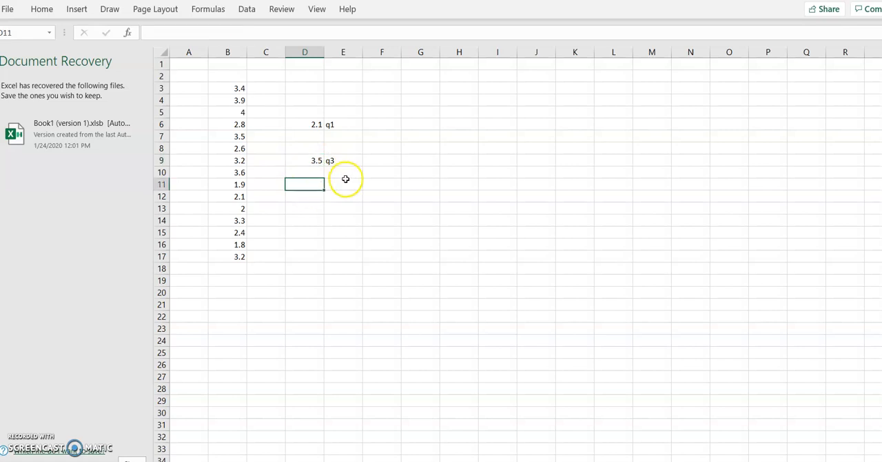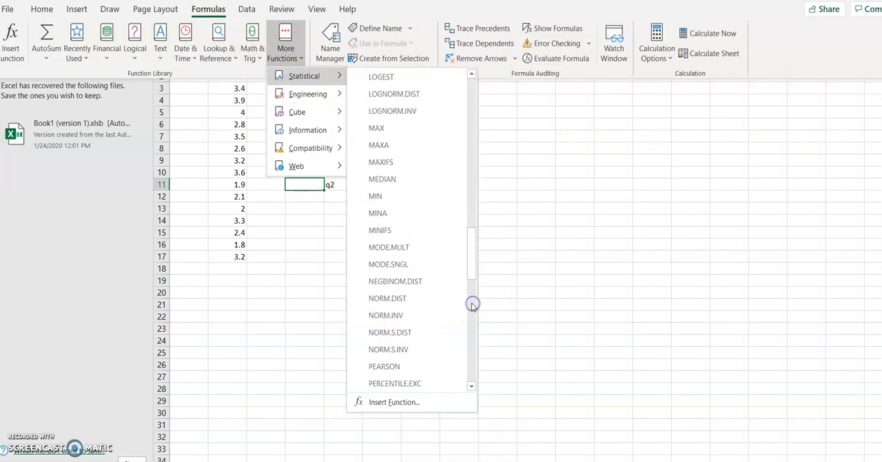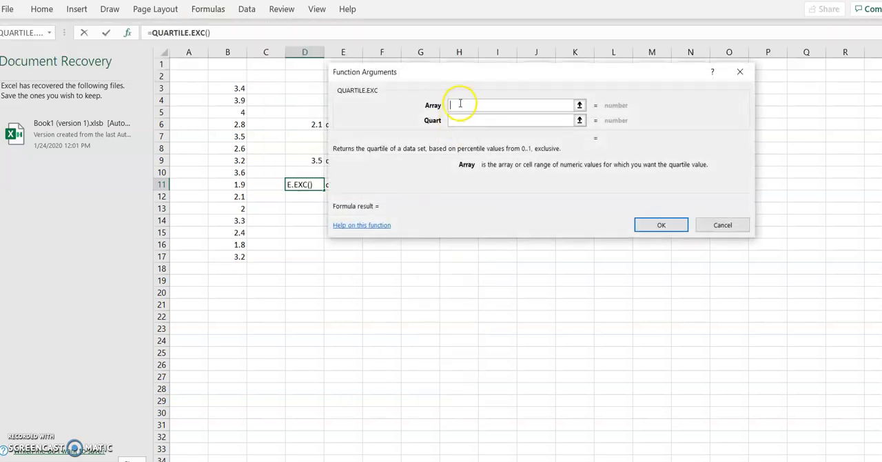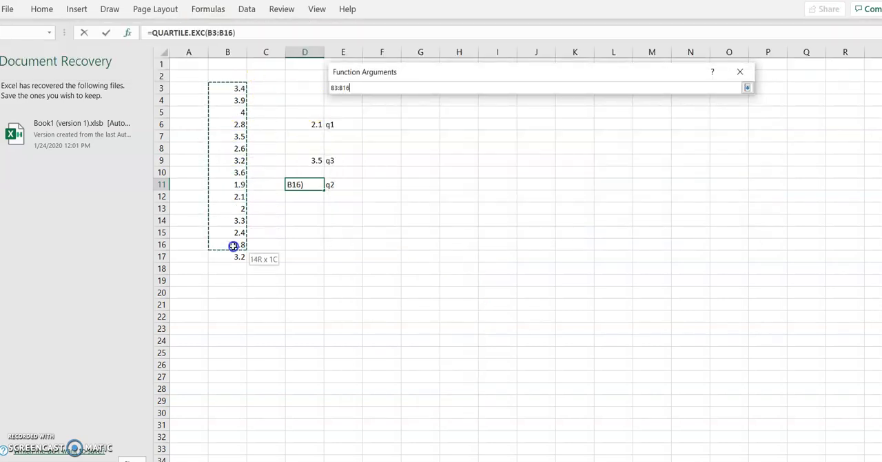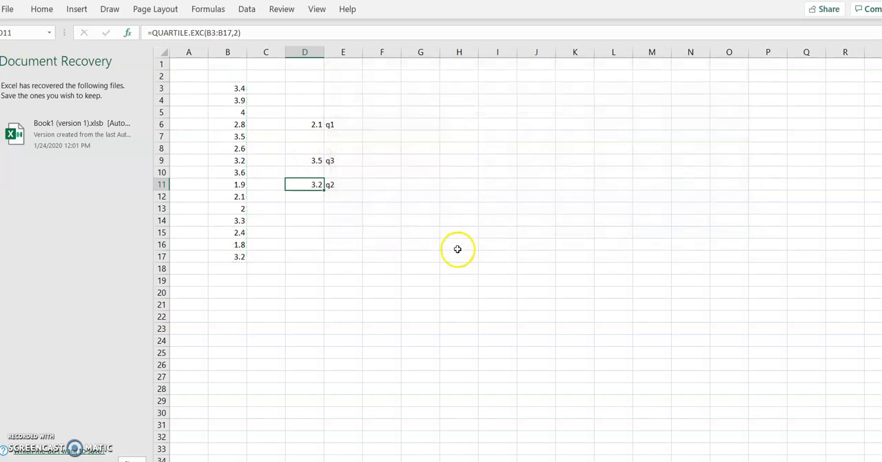Now let's go to Q2, which is the same thing as the median. Q2 is the same thing as a median, which means if you put them in order from lowest to highest, half will be less and half will be more. Again, the same thing: Formulas, More Functions, Statistical, Quartile, array, and 2. And so there's the median. Again, half more, half less.